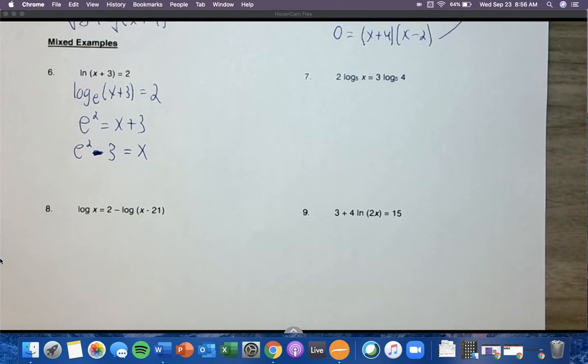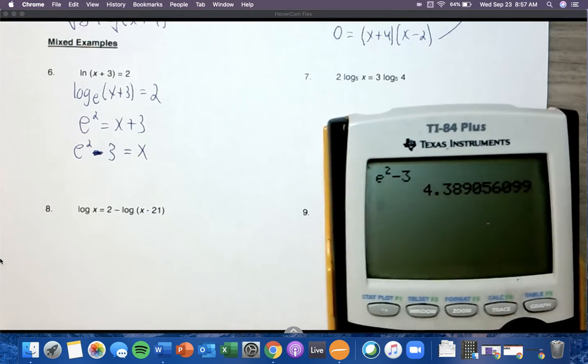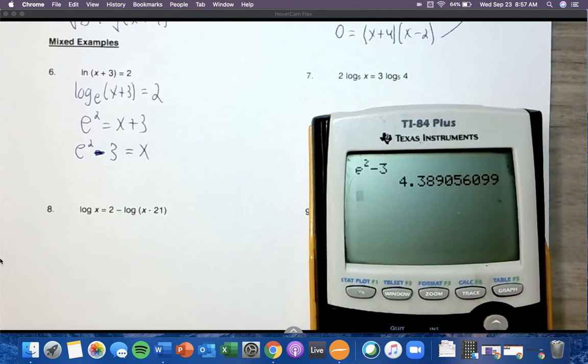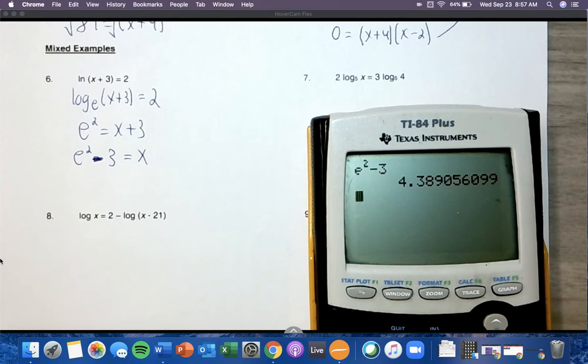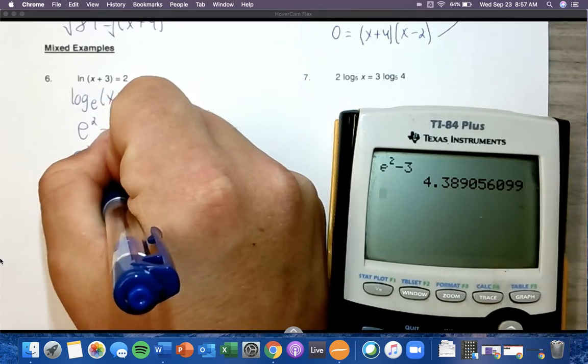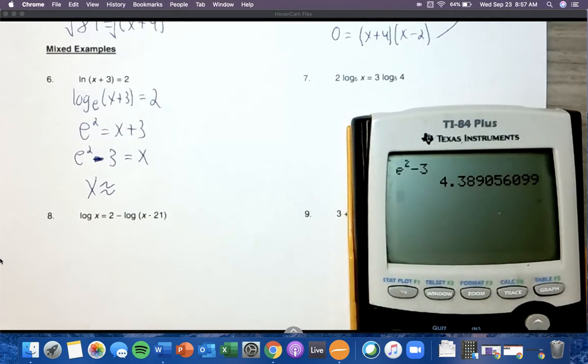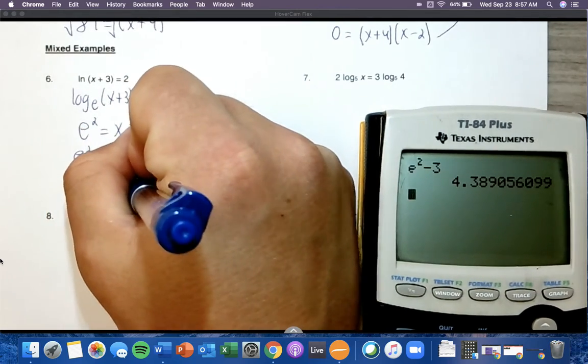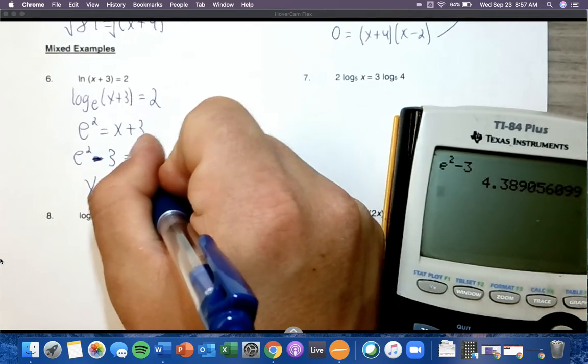And this we can just punch into our calculator, because e is just a value, it's a constant. So if we just plug in e squared minus 3, we get 4.3890, and it just keeps going. So we can say x is about, because we're going to round it off a little, 4.389.